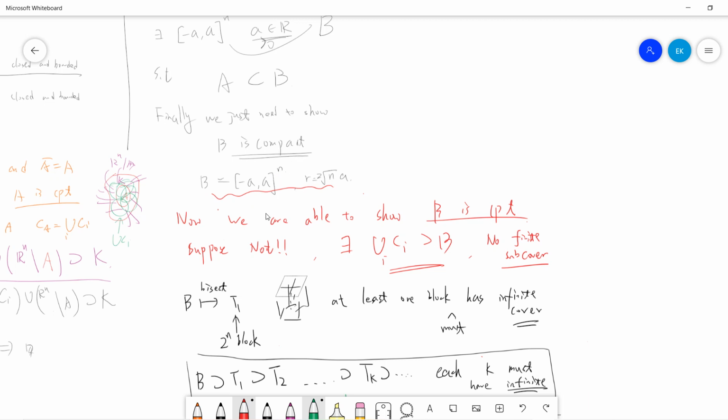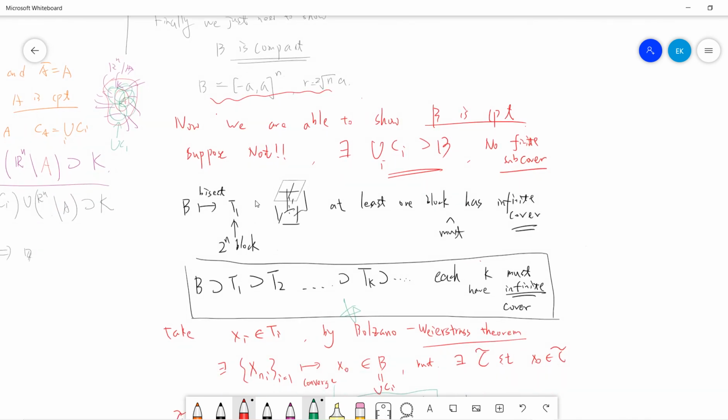So we need to prove B is compact. We need to prove that by definition, right? So we need to prove that suppose we have any open cover, then we must have a finite subcover. So let's assume, suppose not, there exists some covering of B which has no finite subcover. So that means you choose any C_i, and any finite collection of the C_i, their union will not cover B.